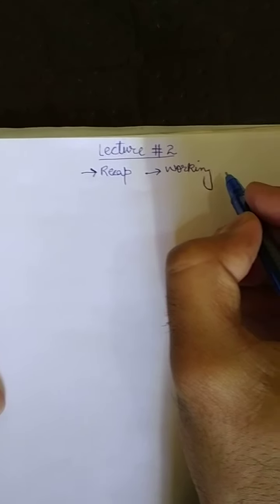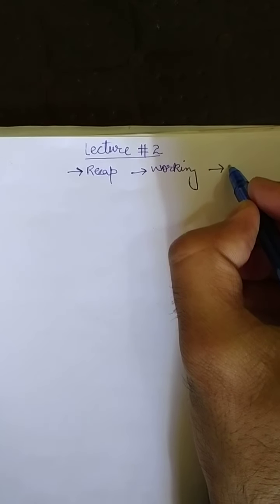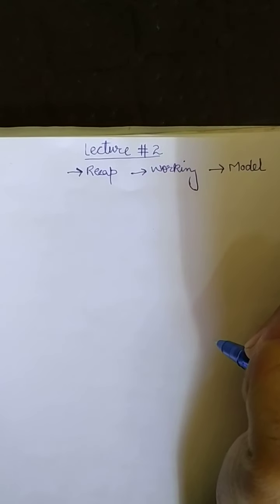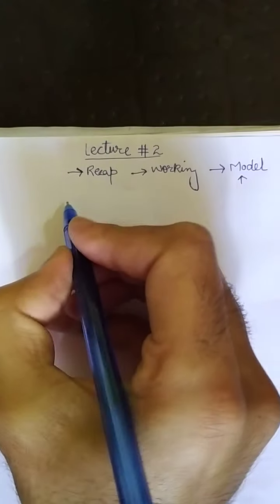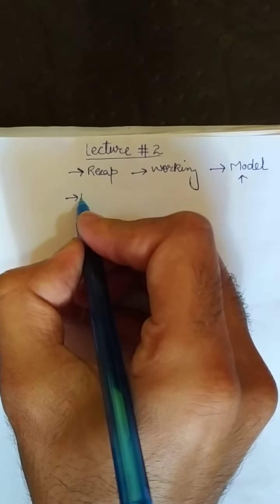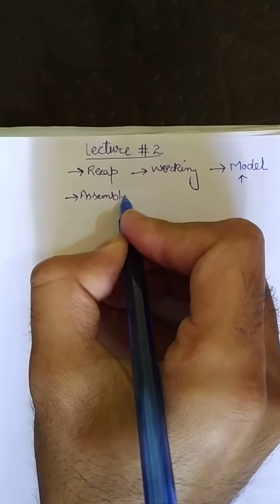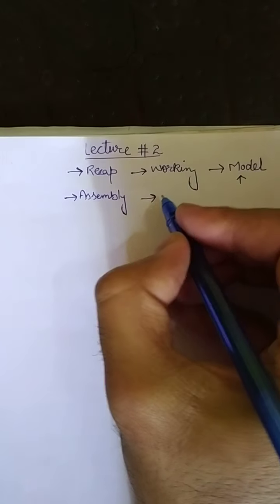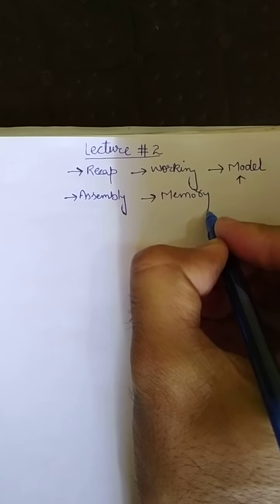And after that, we will understand some working models or architectures of computer systems and how they differ from each other. From this, we move to the assembly language, and briefly discuss the structure of a memory in a computer system.